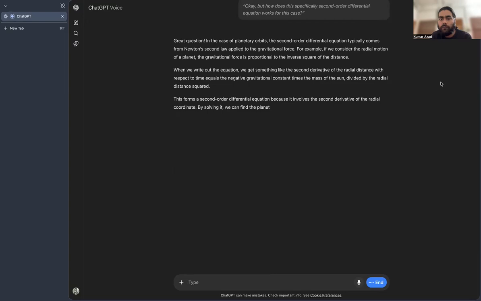By solving it, we can find the planet's radial distance as a function of time, and combined with the angular motion, we can describe the full elliptical orbit. It's this interplay between the radial and angular components that yields the beautiful elliptical path we observe.